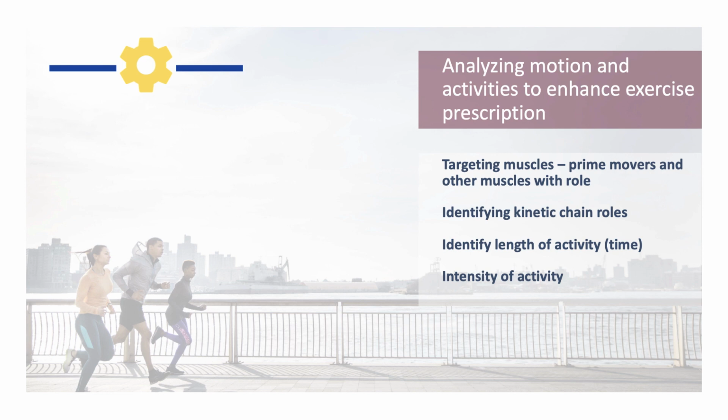We have to understand how the extremities work in these activities. Are they working primarily in an open kinetic chain or a closed kinetic chain? And we've talked about those things already. But we also have to think about other aspects of performance, such as the length of activity. How long are these activities that your clients engage in occurring? We train a sprinter very differently than we train a marathon runner.